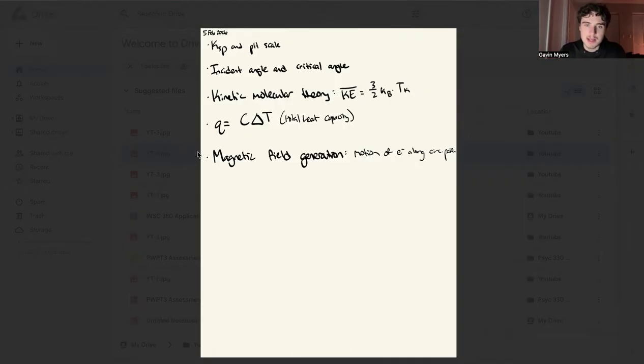And the last one is magnetic field generation, caused from the motion of electrons along a circular path. Guys, as y'all can tell, for the Gen Chem and the physics stuff, I am very discouraged by all of it. And that's kind of all I have to say about all this.